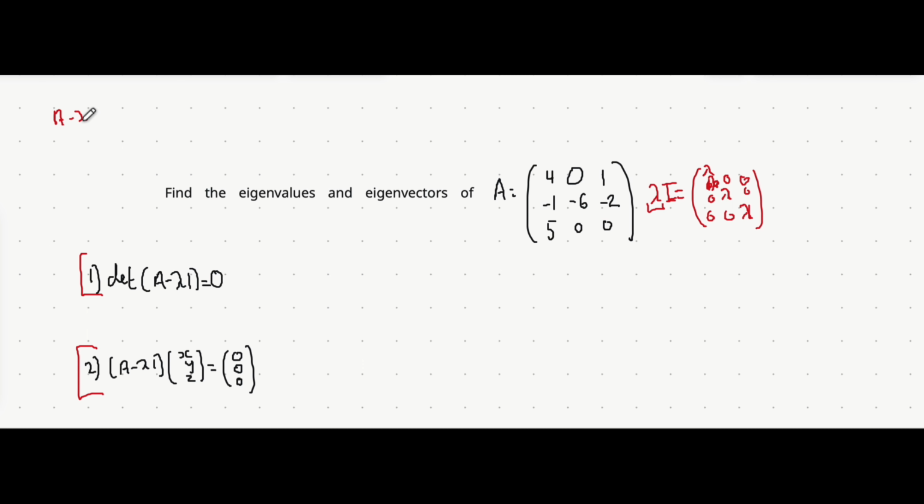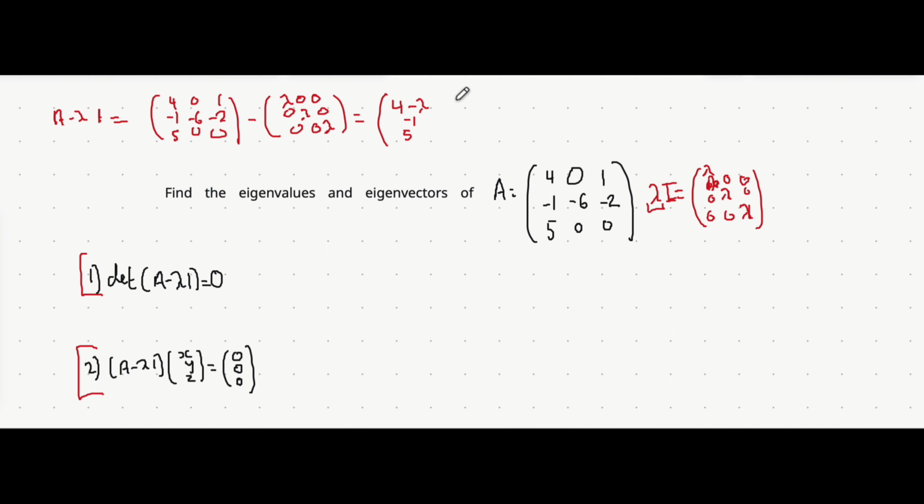Now, for A minus lambda I, you take the matrix for A, which I'm just going to write out one more time: 4, 0, 1, minus 1, minus 6, minus 2, 5, 0, 0. And you take away from that the matrix that we just formed, lambda times the identity matrix. So I'm just going to very quickly write that out one more time. Now, when you're subtracting matrices, it's honestly not too difficult. You can do 4 take away lambda, and that gets you the number on the top left. You can do minus 1 take away 0, which is minus 1. 5 take away 0, which is 5. And then you can do that again and again for each term inside of the matrix.